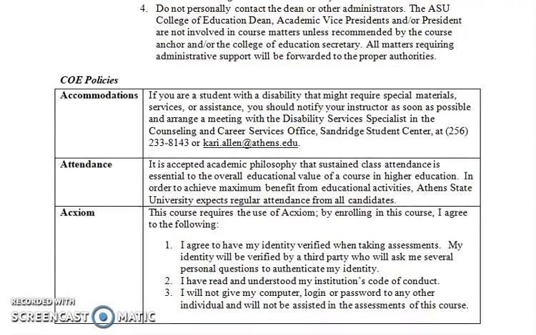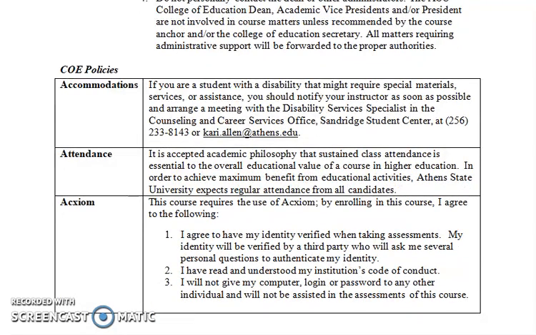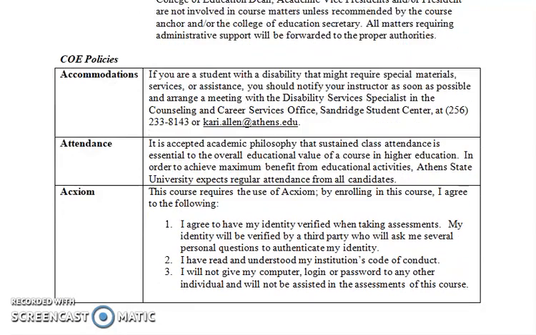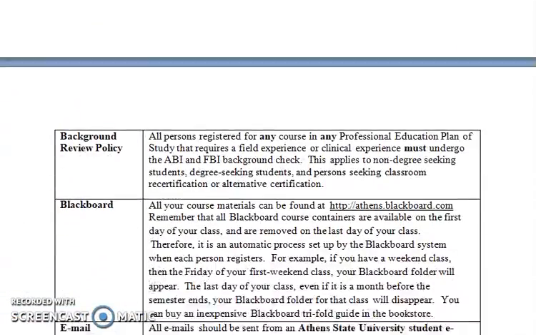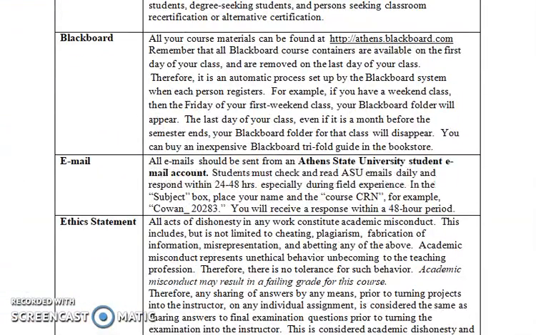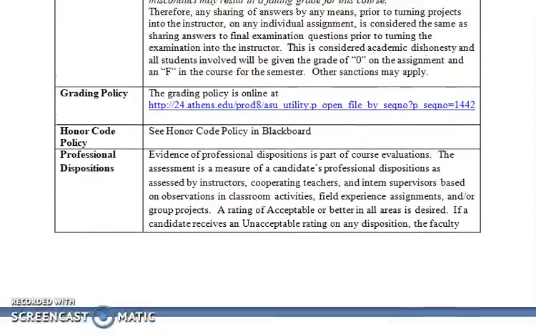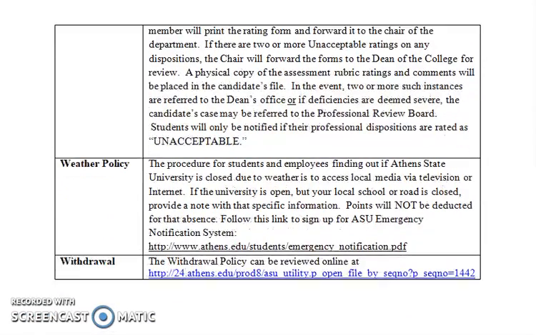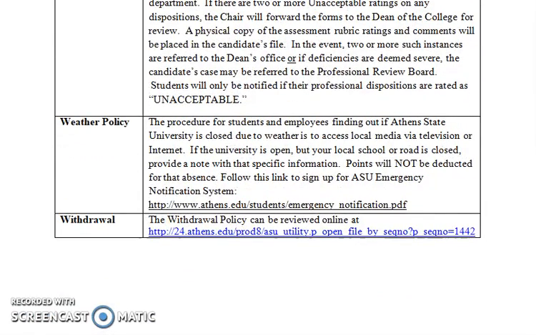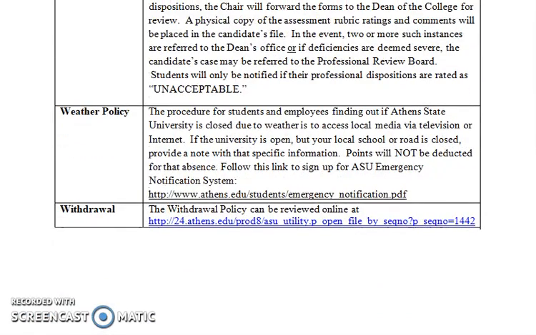And here are some of the College of Education policies. Again, pretty standard for our college. Read through those at your convenience. If you have any questions, please feel free to contact me. Grade policy, honor code, all those things you can read through. Again, those are pretty universal, I think, for our school.